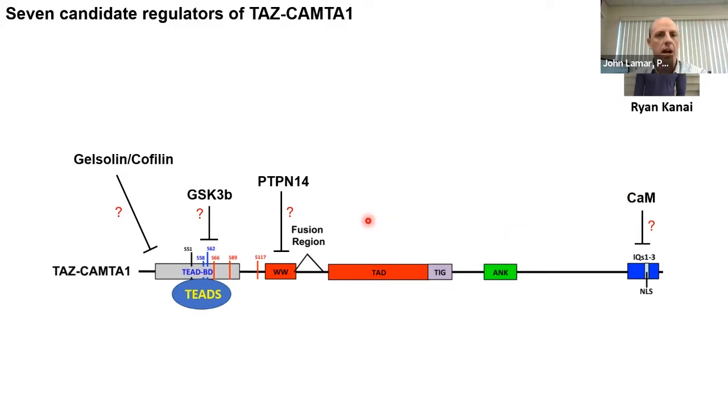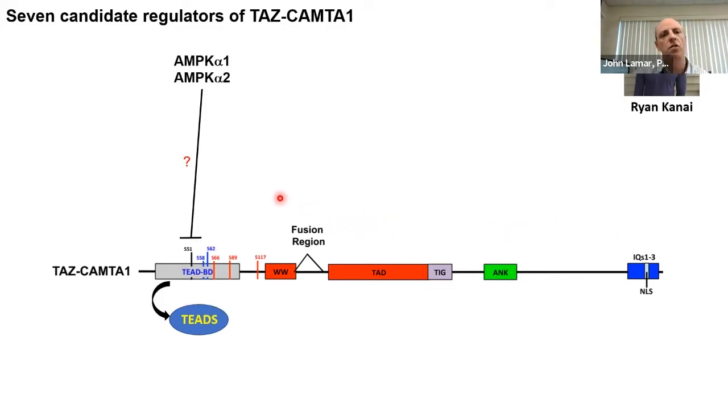So we're kind of excited about that. And then I'll just also mention two other ones that we identified called the AMP kinases. These are also known to regulate the normal YAP and TAZ protein, and they do so by preventing it from interacting with the TEAD family of proteins, which is, as I told you, one of the strategies that we're looking at. And so we think that's probably how it's regulating TAZ-CAMTA1.